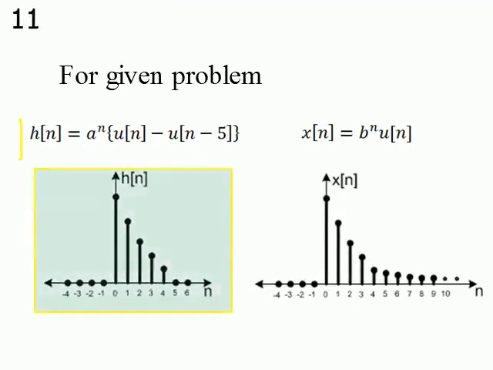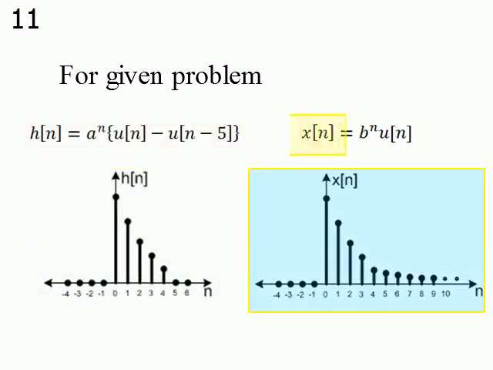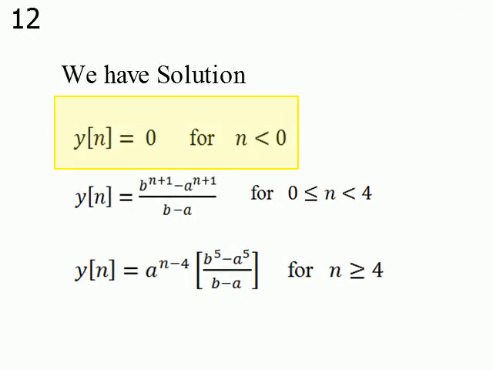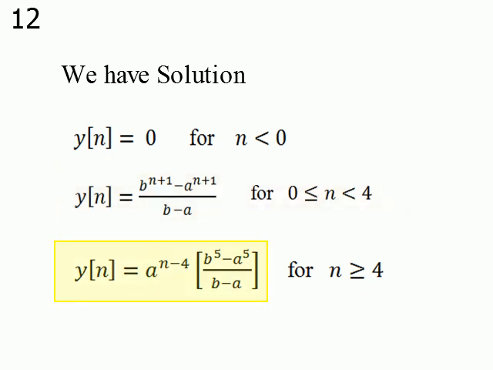Finally, for the given problem, h of n, which is equal to a raised to n into u of n minus u of n minus 5, a finite sequence, and x of n, which is equal to b raised to n into u of n, an infinite sequence, we have a solution as y of n equals 0 for n less than 0, y of n equals b raised to n plus 1 minus a raised to n plus 1 whole divided by b minus a for n in between 0 and 4, and y of n is equal to a raised to n minus 4 into b raised to 5 minus a raised to 5 divided by b minus a for n greater than 4.